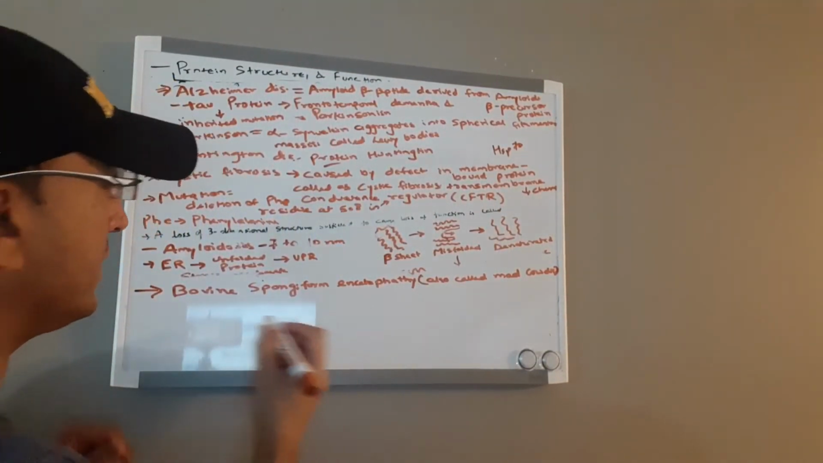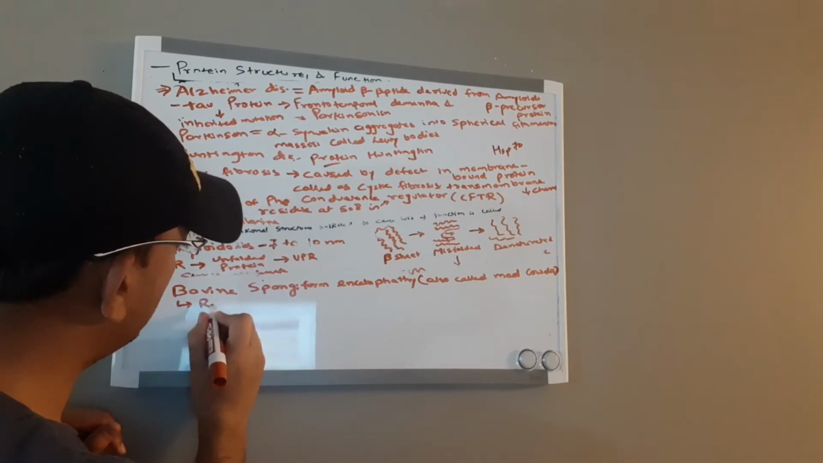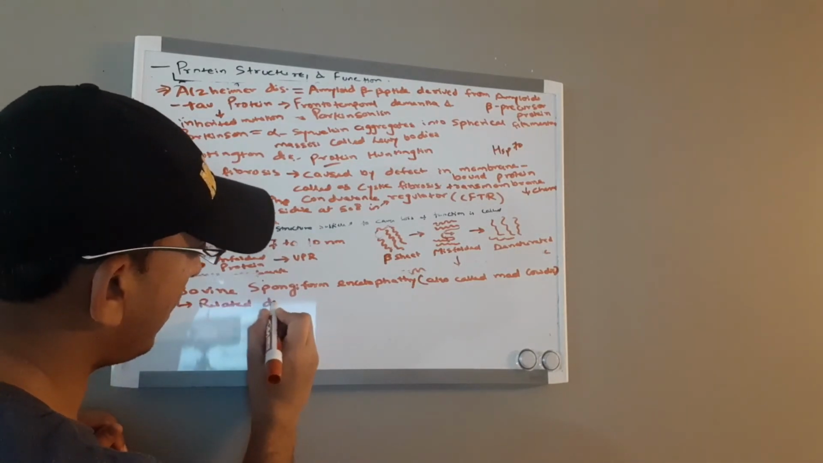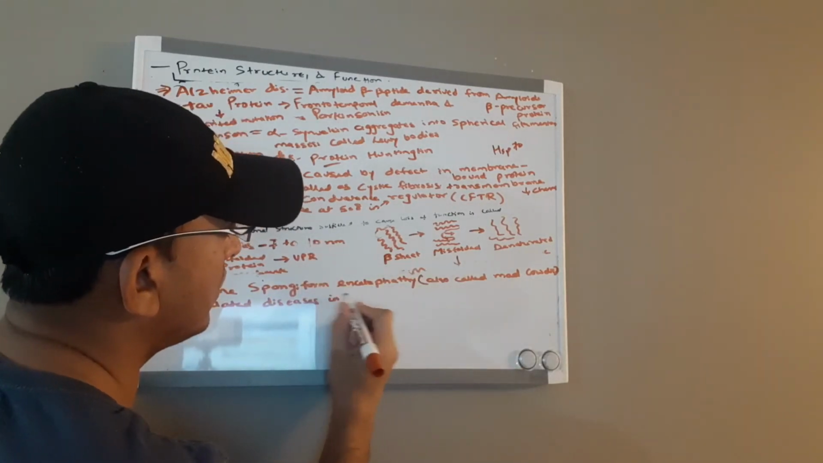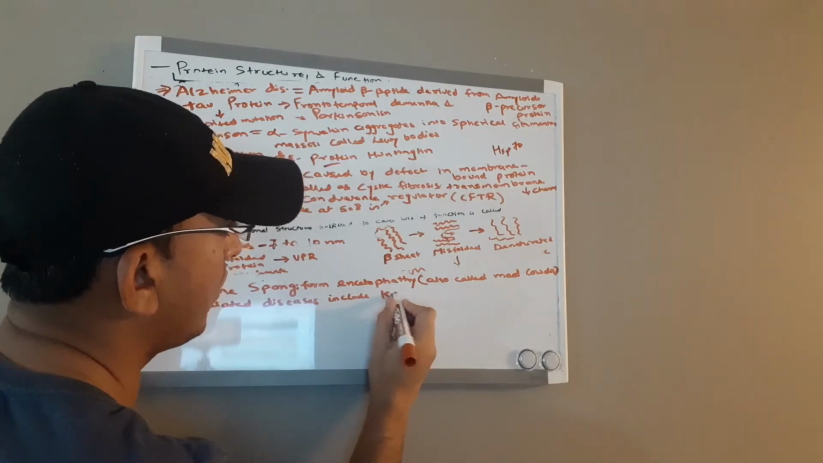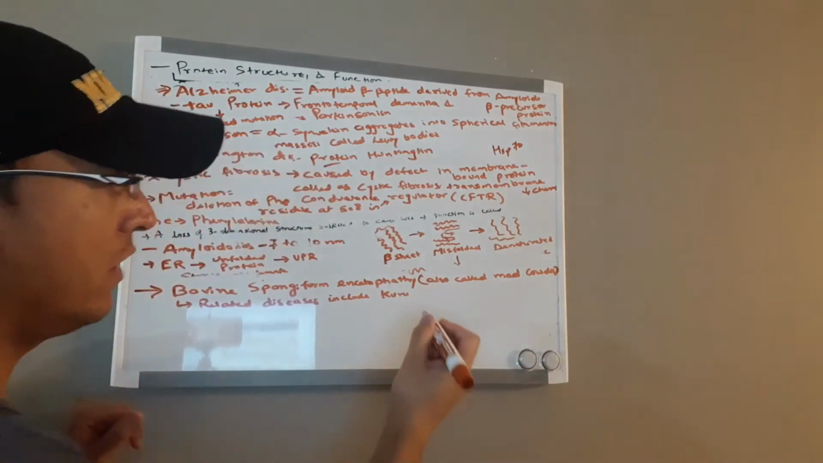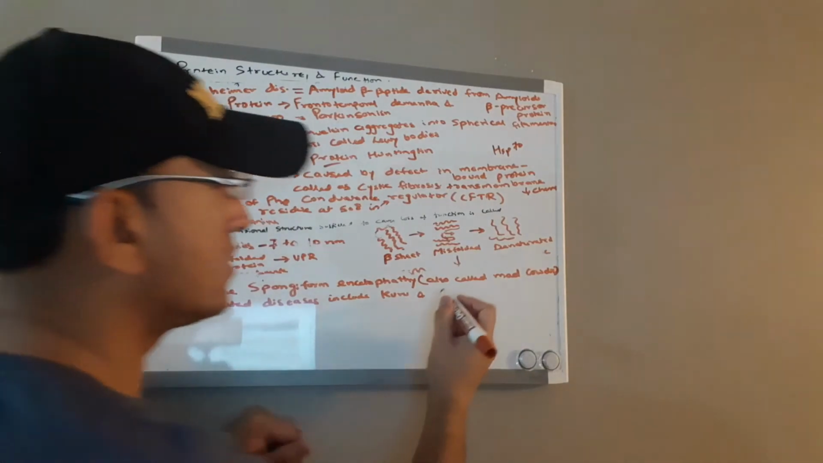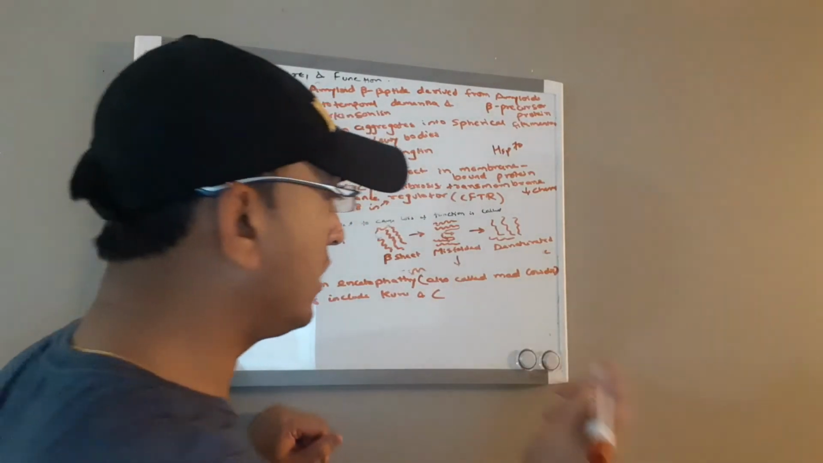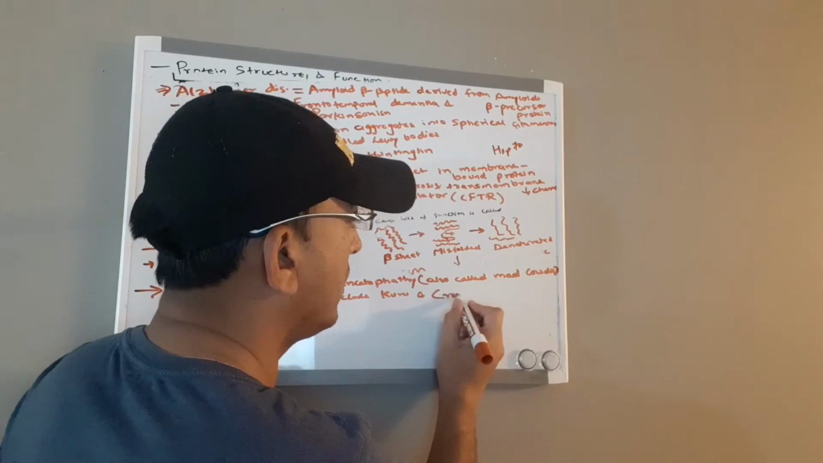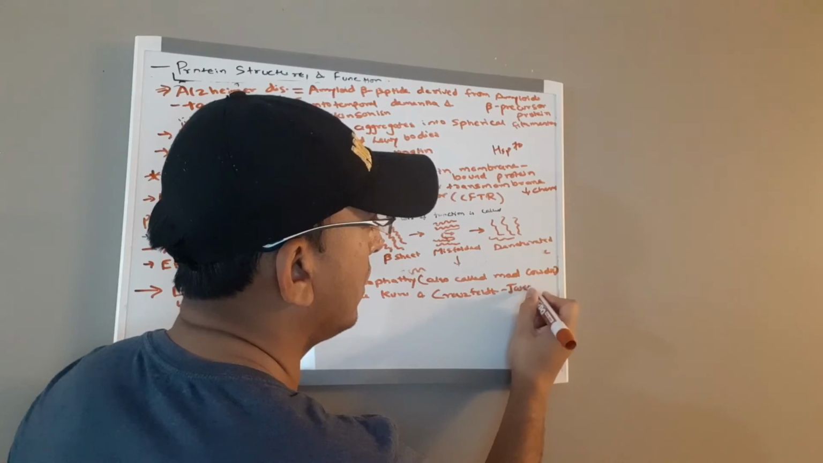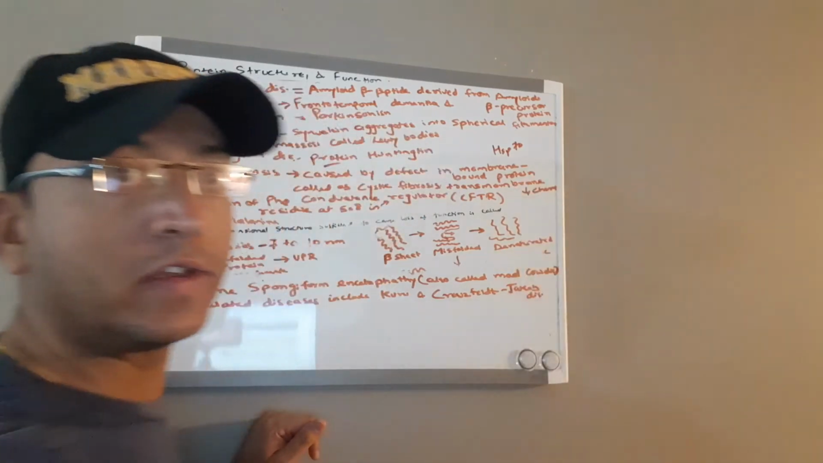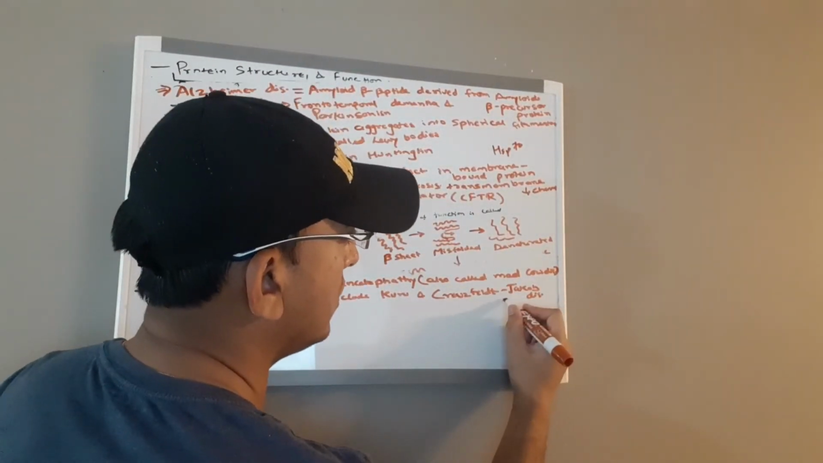Mad cow disease has related diseases as well, right? Related diseases include Kuru and Creutzfeldt-Jakob disease, right? These are both in humans.